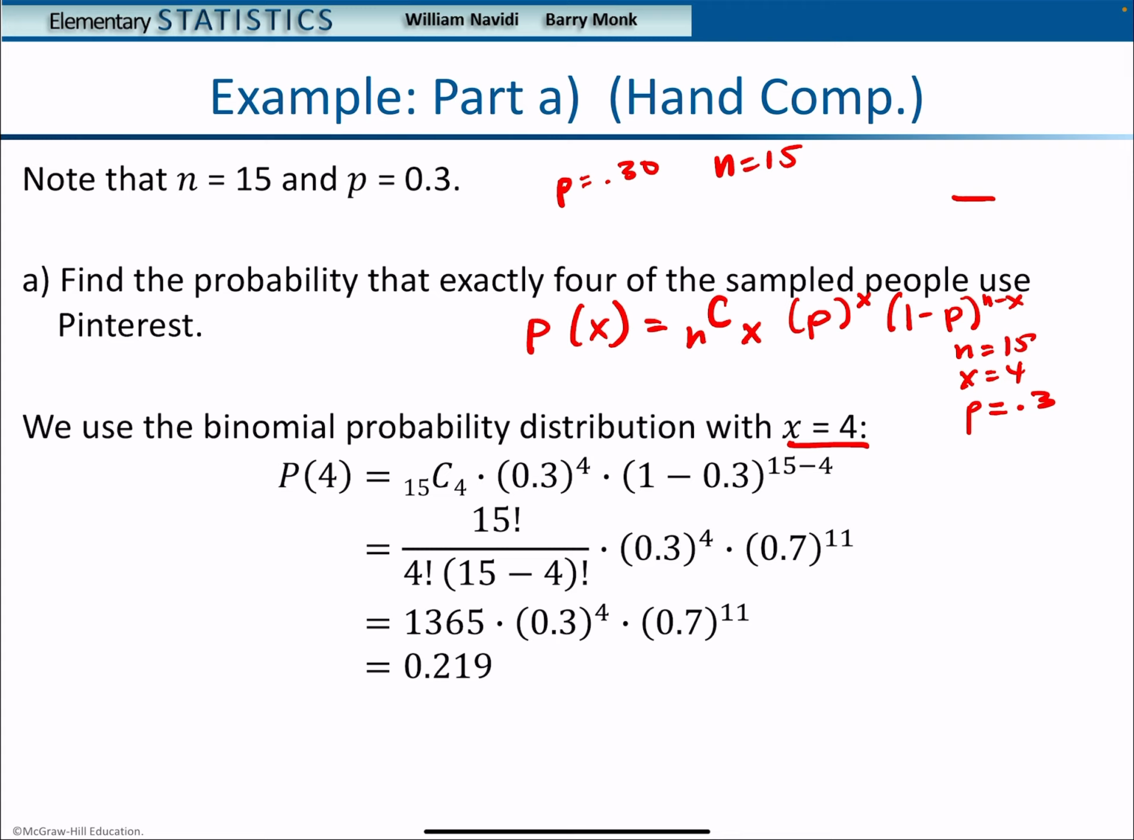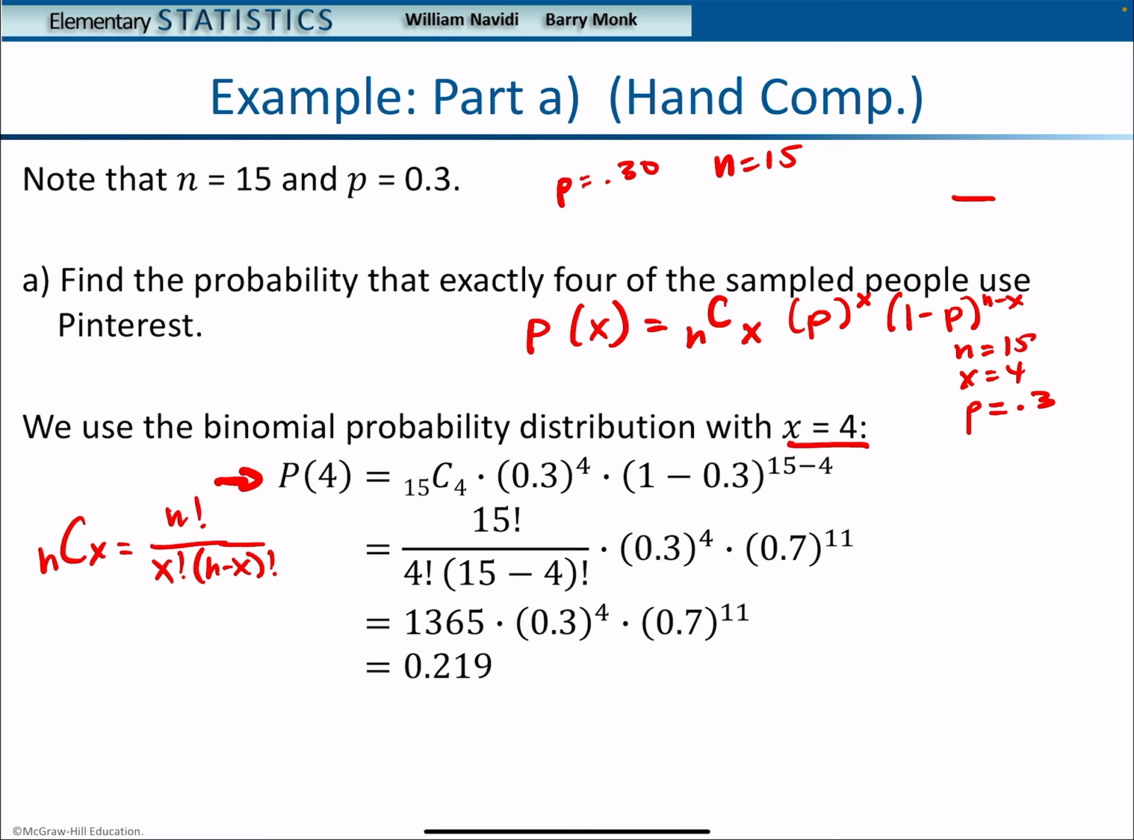And then also the formula for combination is N factorial over X factorial times the difference between N minus X factorial. So here we go. We have 15 trials and we're choosing 4, so exactly 4. And then the probability of that occurring is 0.3 raised to the power 4. So we're just plugging in stuff, yeah?